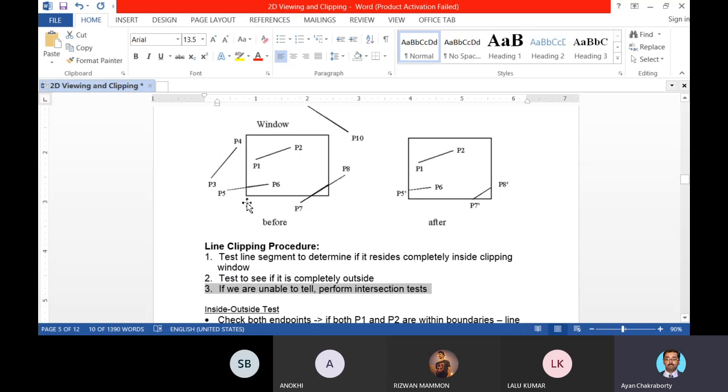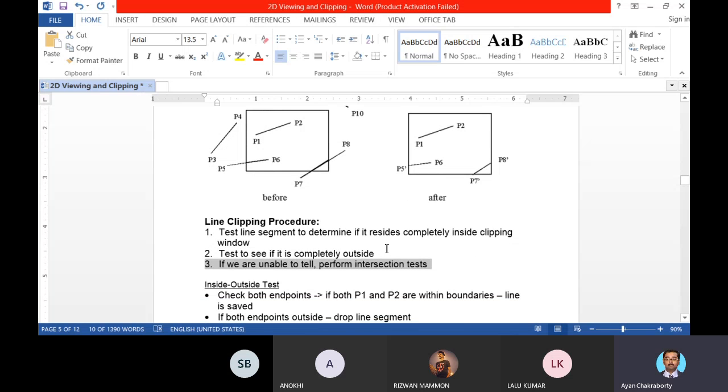So obviously this straight line P5 P6 will have an intersection with the side of the window frame, and we can see here this intersection point is P5 dash. The line has been clipped up to P5 dash to P6. Only this portion is inside the window frame, and that is visible to the viewer. Okay, is it okay to all of you? Is it clear? Yes, sir.